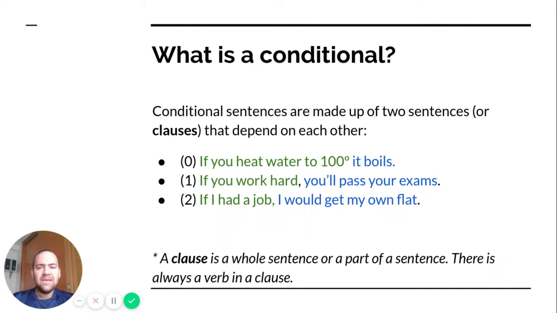Okay, so here we have the word clause. What is a clause? A clause is a whole sentence or a part of a sentence. There is always a verb in a clause. So why do we say clause and not sentence? Sometimes there are main clauses and there are subordinate clauses. A subordinate clause means that it doesn't work very well on its own.